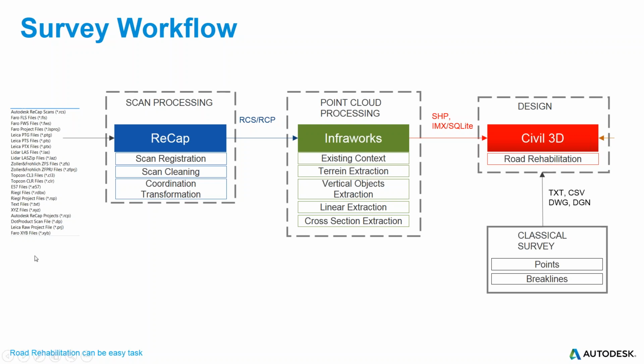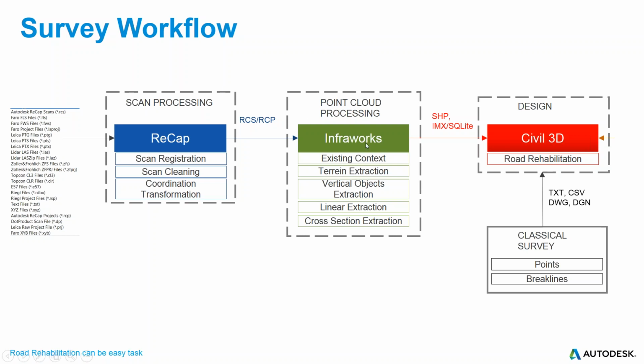So we can take all this data, or it can even be a generic text file, for example. We can import it, and we can process this scan. Basically, we can do scan registration, so we can put several scans together. We can do the first cleaning, if there is some noise in the laser scan, we can clean it. We can do coordinate transformation if needed. And then from this, we can export the data files, RCS or RCP, and these can be imported to InfraWorks.